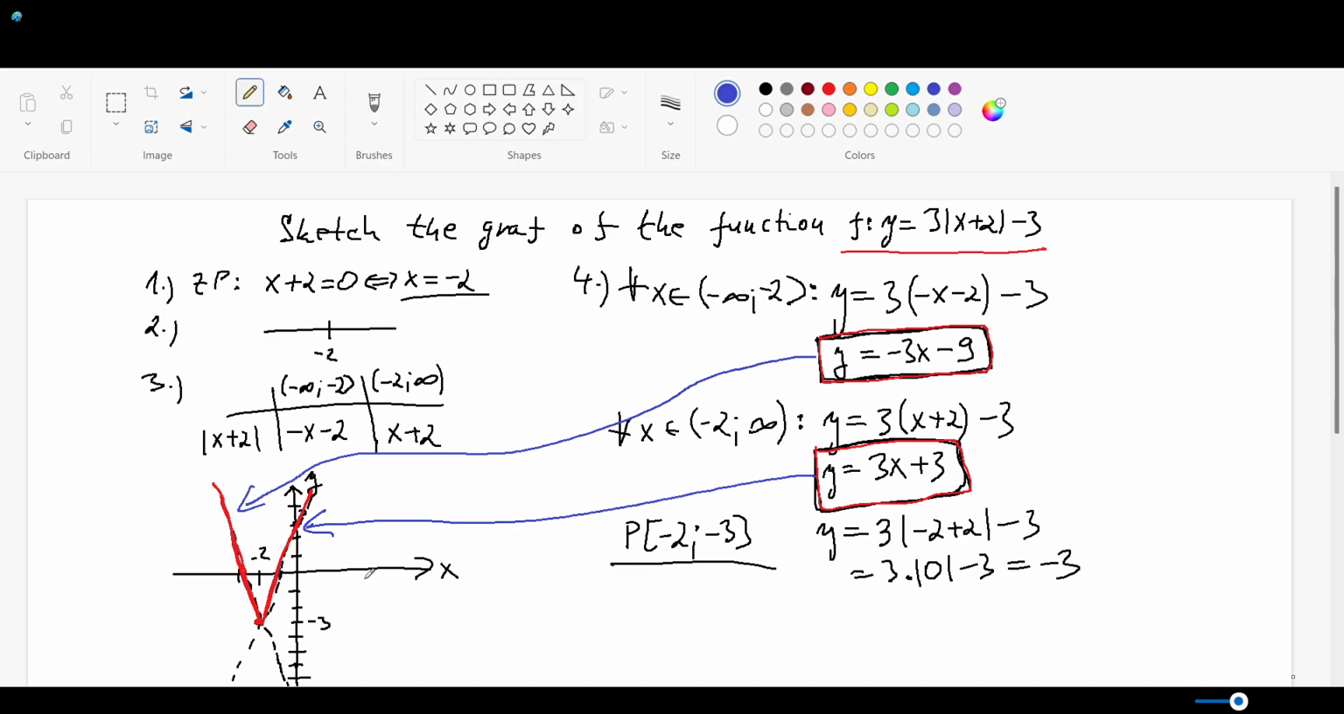I hope you'll enjoy it and you'll become familiar with this procedure. In my next video, I will try to show you how to sketch the graph if the function has two absolute values in its equation.